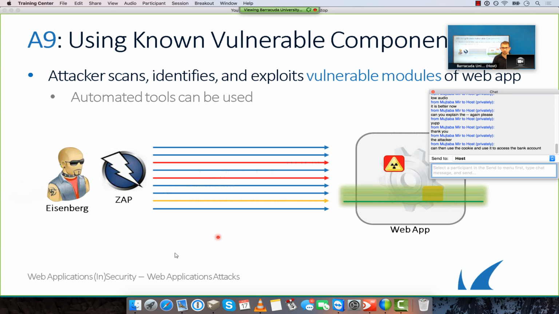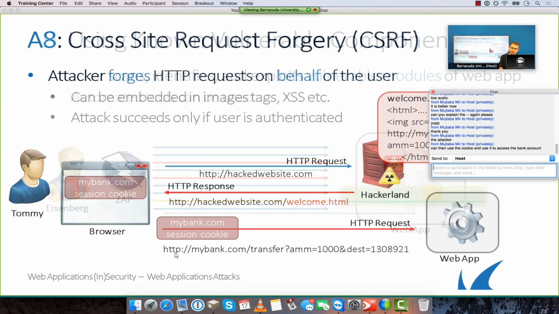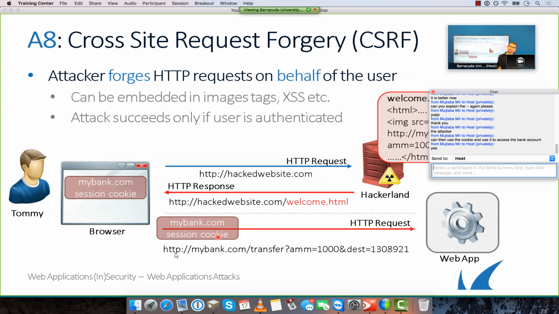There is a question: the attacker can then use the cookie to access the bank account. I think this is referred to as cross-site request forgery. No, the attacker is not in possession of the cookie. The attacker knows how the mybank.com web application works. He knows that if he creates a query that looks like this, then money is going to be transferred from one bank account to another one.